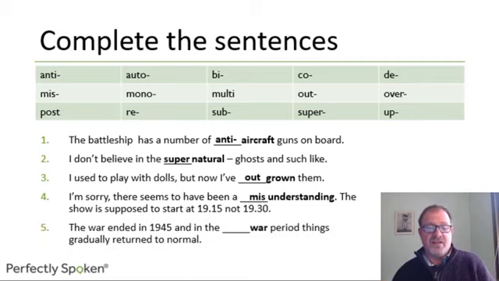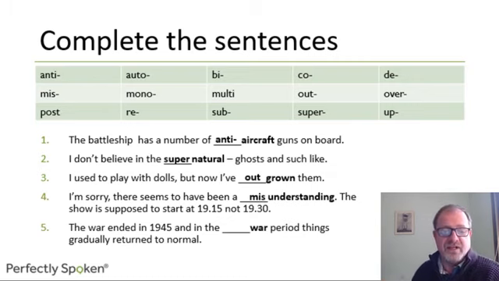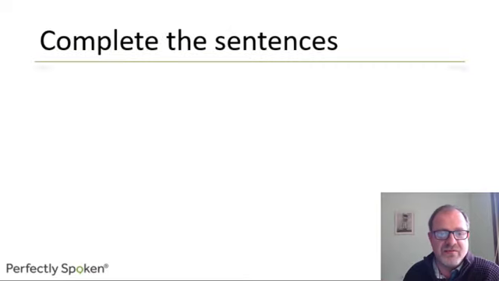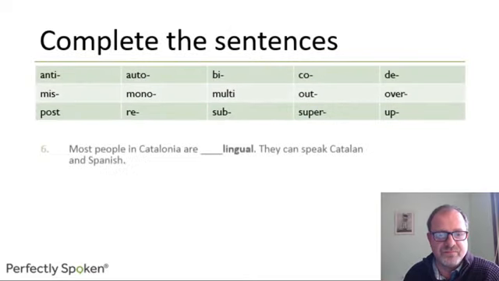Number 5, the war ended in 1945, and in the something war period, things gradually returned to normal. So after the war, the late 1940s, early 1950s, the post-war period, post-war. Post means after. Okay, let's have a look at some more.